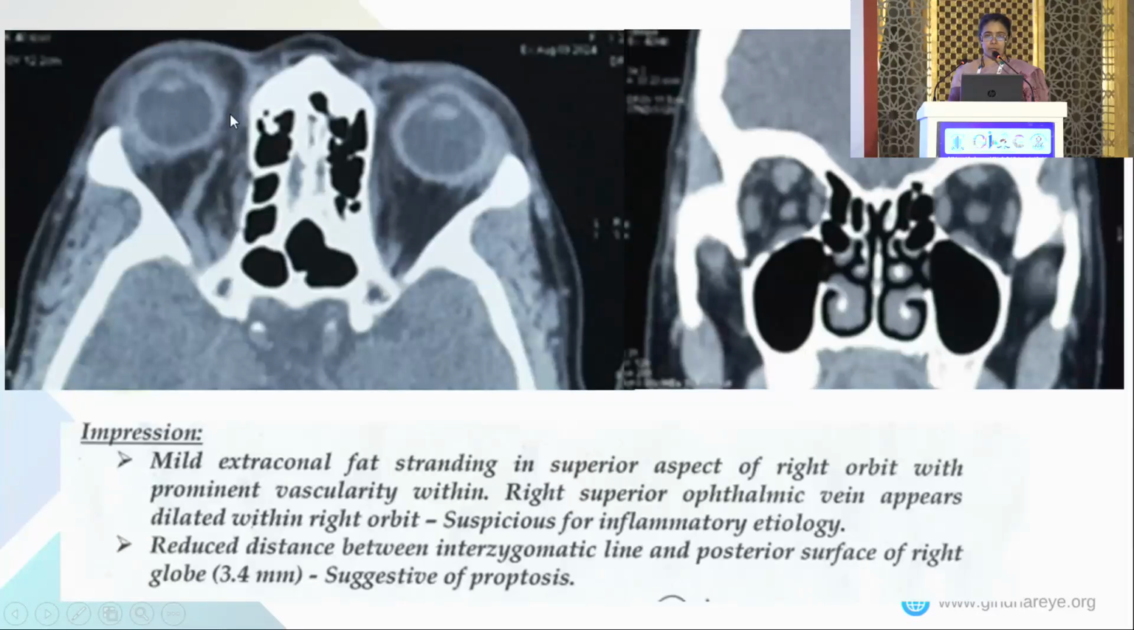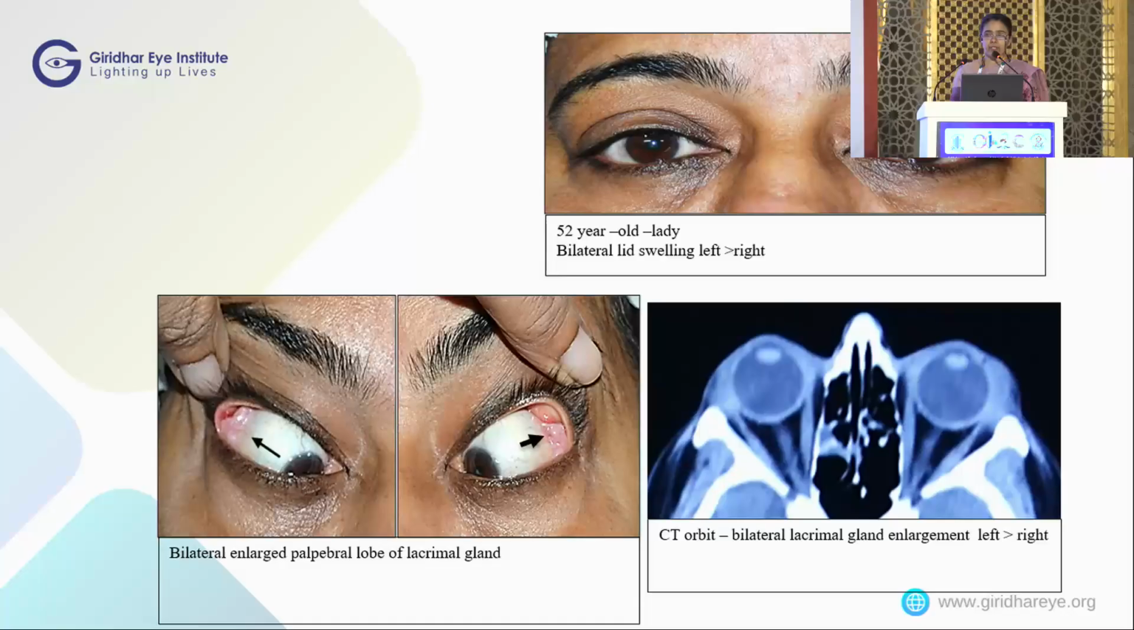Even though you can see a dilated superior ophthalmic vein, look at the radiologist's report. It says there is extraconal fat stranding in the superior orbit with prominent vascularity. The right superior ophthalmic vein appears dilated within the right orbit, suspicious for inflammatory etiology. So it was treated as orbital inflammation, but it was an indirect CCF. The patient was referred to neurointervention and she became all right with intervention. So we have to rule out all the mimickers.